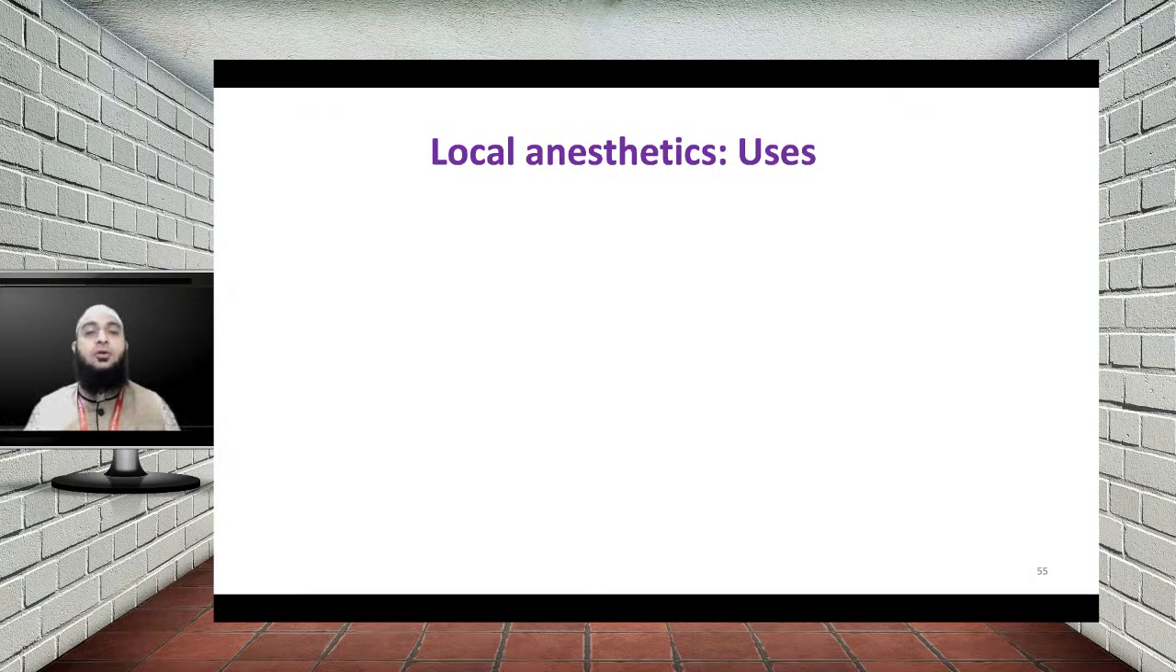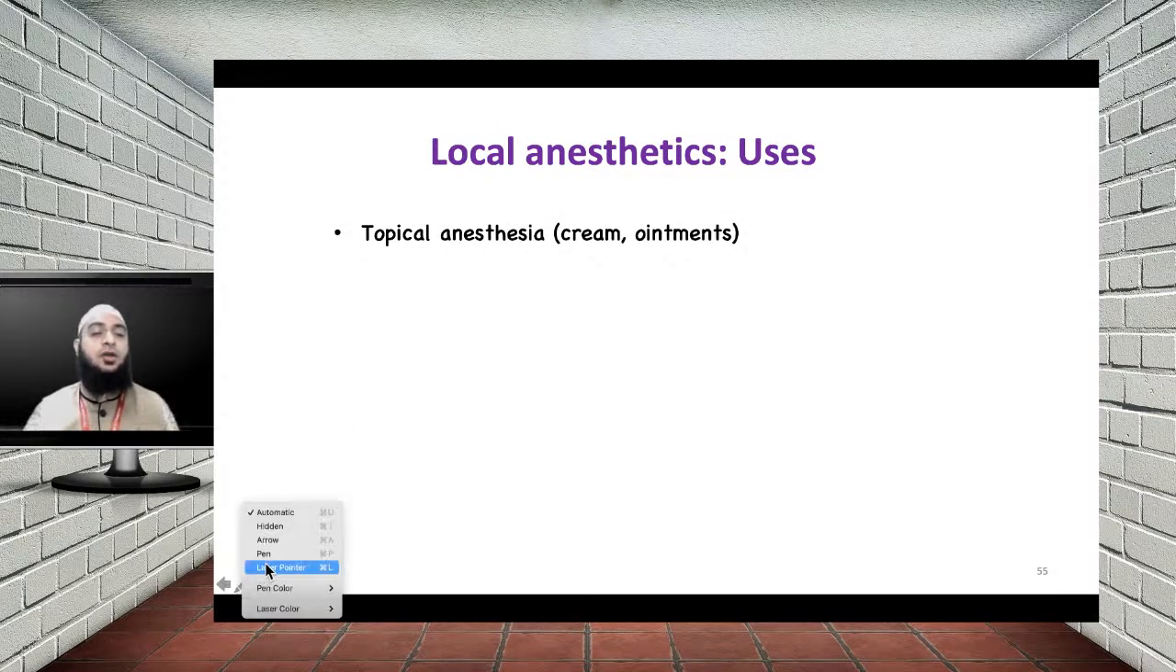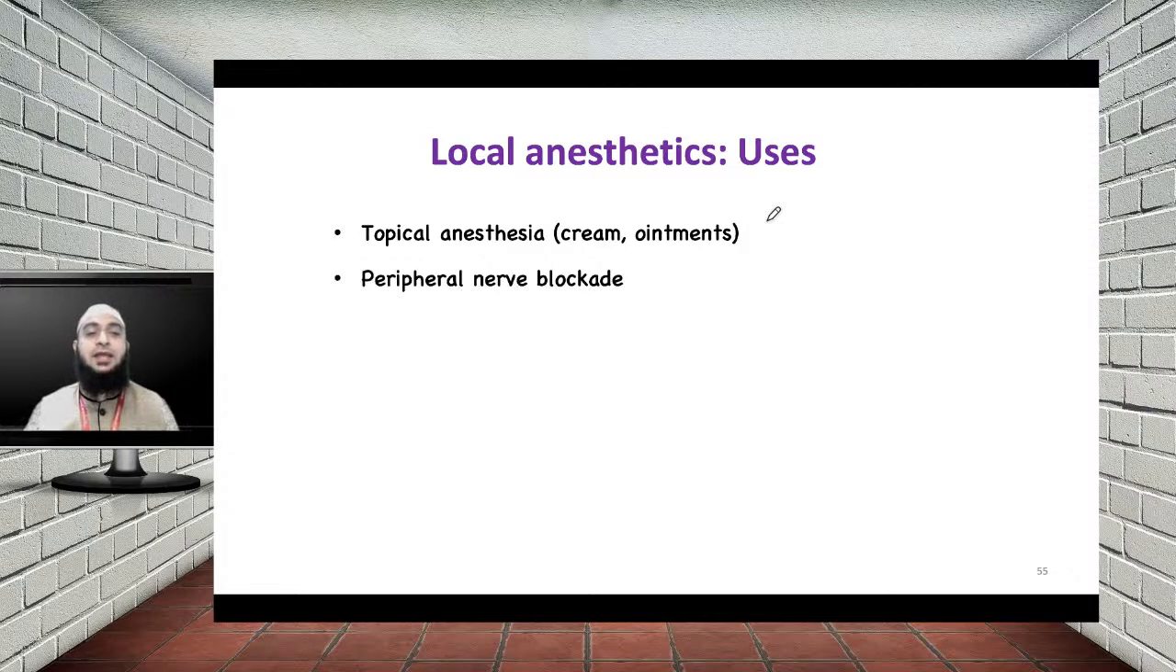Lastly, we'll see about the uses of local anesthetics. So I am going to just enlist the uses. First one is topical anesthesia. It can be possible by using cream and ointment. In case of a very small or very minor procedure, you can use topical anesthesia. Secondly, there is the peripheral nerve block. In case of a major nerve block like teeth extraction, you are giving the injection in the vicinity of the nerve, so that there is complete nerve block and there is no pain.